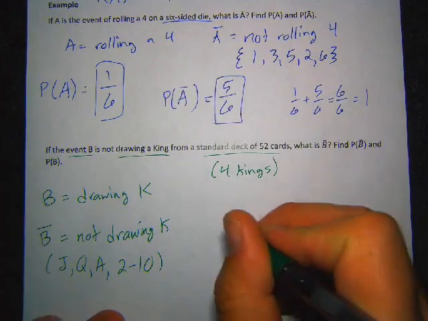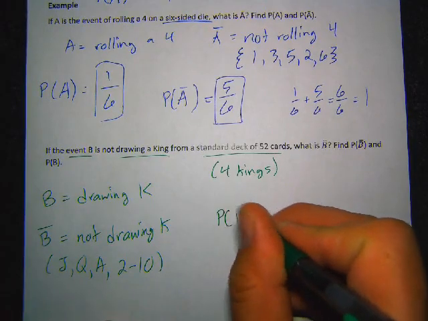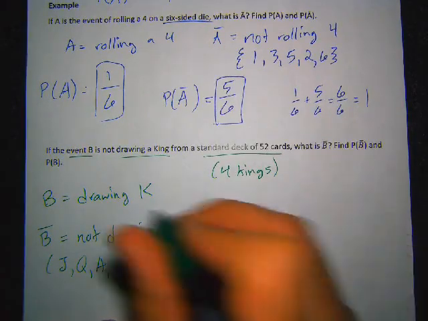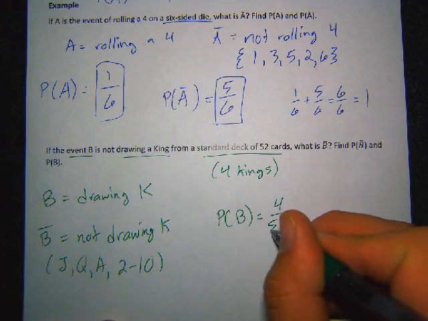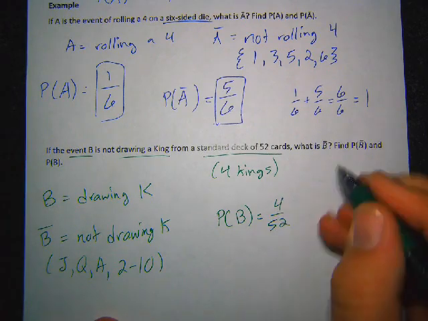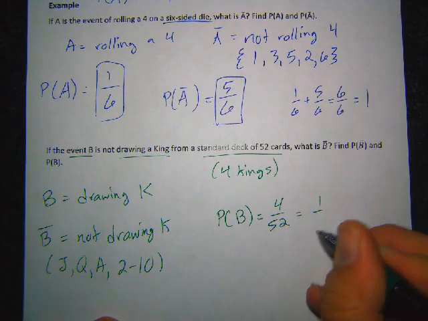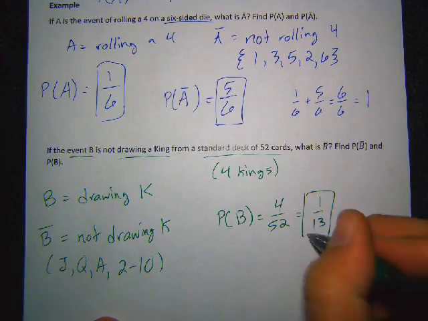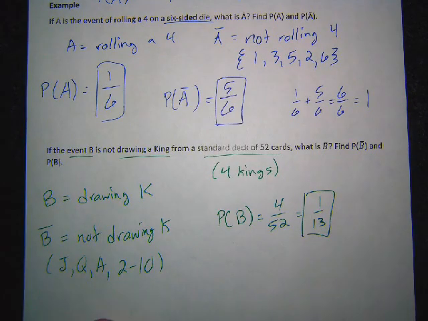Okay, well, what's the probability of getting a king? So what's the probability of drawing that king? Probability of drawing a king, well, there's 4 kings, we said, out of 52 cards. That does simplify. You can divide both top and bottom by 4, so you get 1 out of 13. So 1 out of every 13 cards is a king.